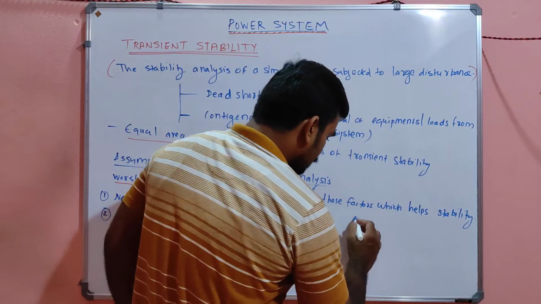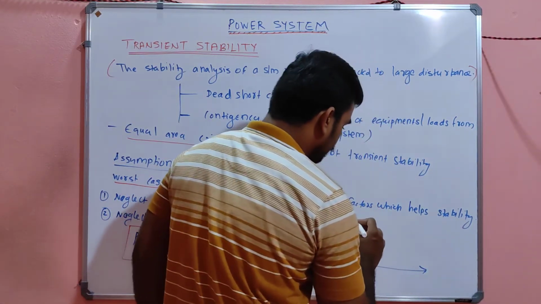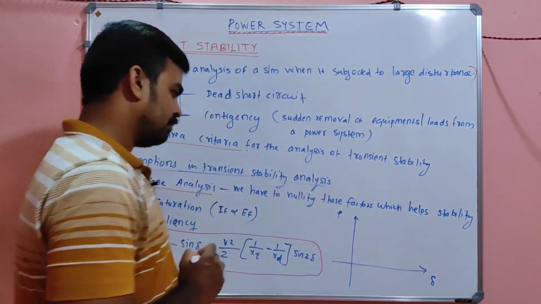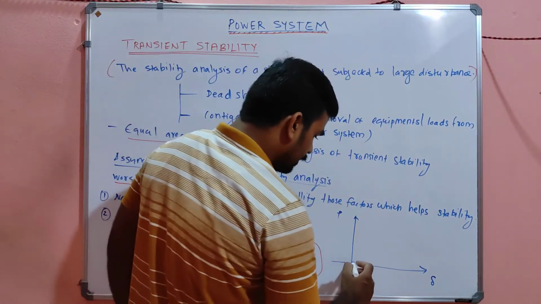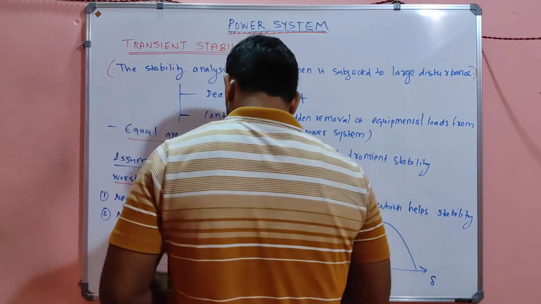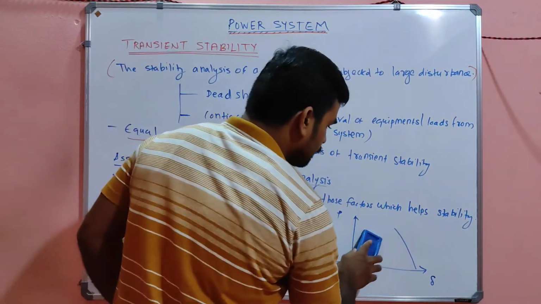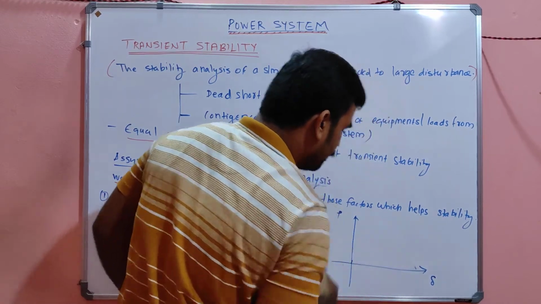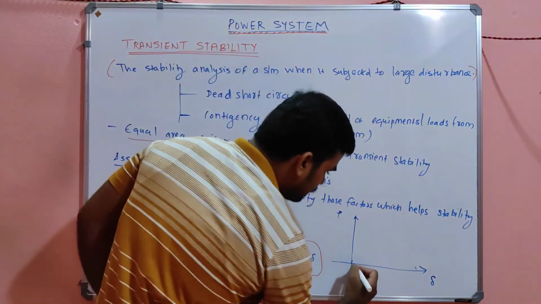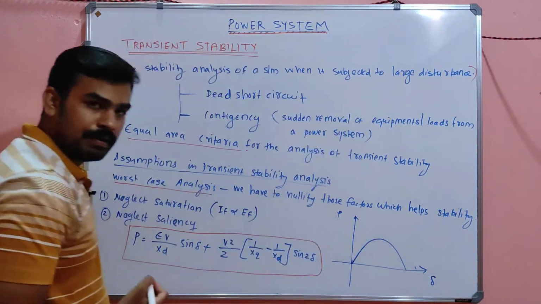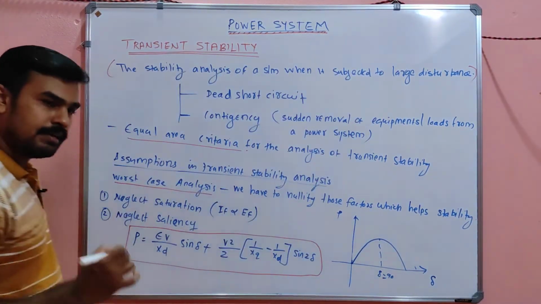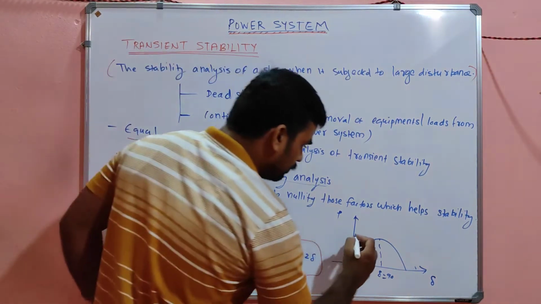Let's check that. What will be the graph showing the maximum power versus delta? See, my dear, for a simplified version I will show you. For the term EV divided by X into sine delta, this will be the power, and this will be maximum at delta equal to 90 degrees. Is there any doubt? No. So this is nothing but the P max.